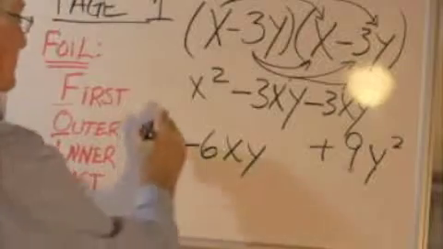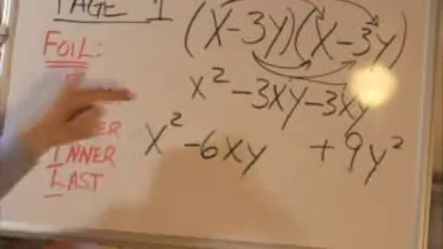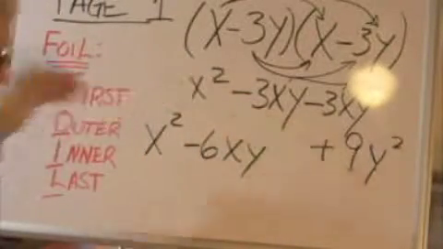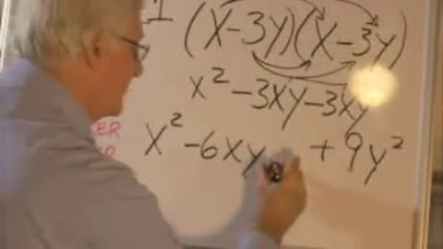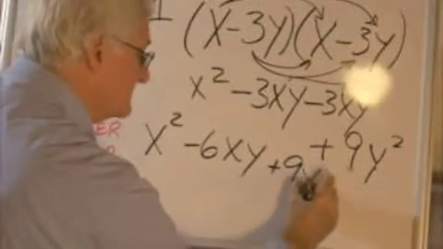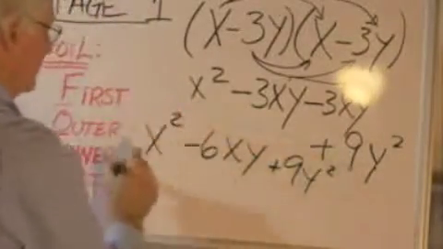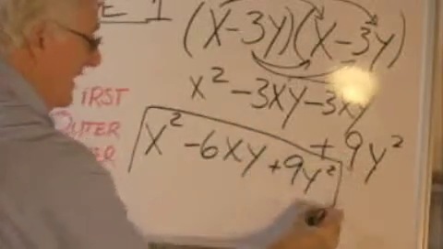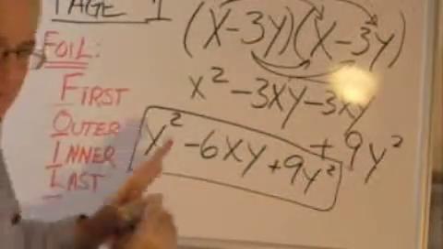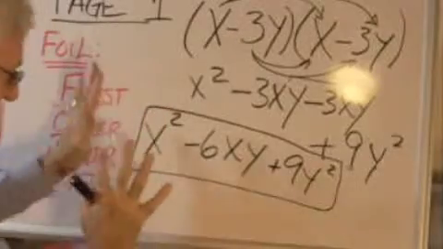The first term is X squared. There's no change there. There's no other term there but an X squared. And you're plus 9 Y squared. You just solved a wonderful algebra problem.